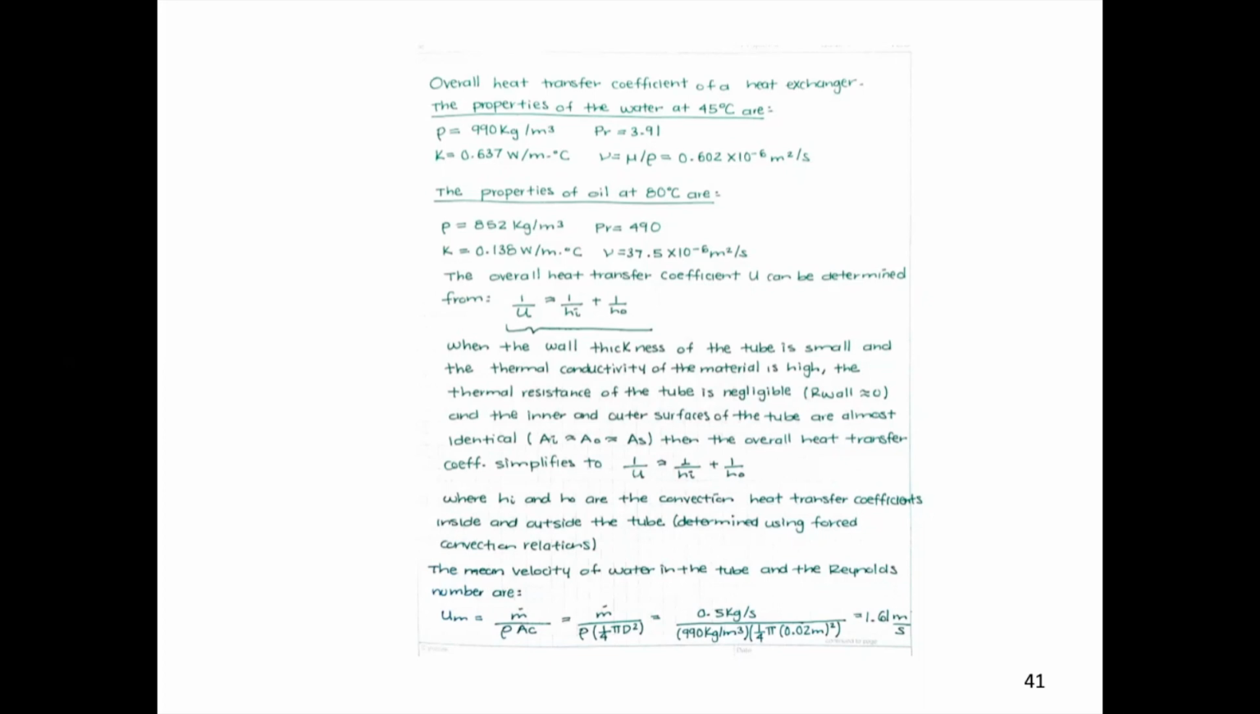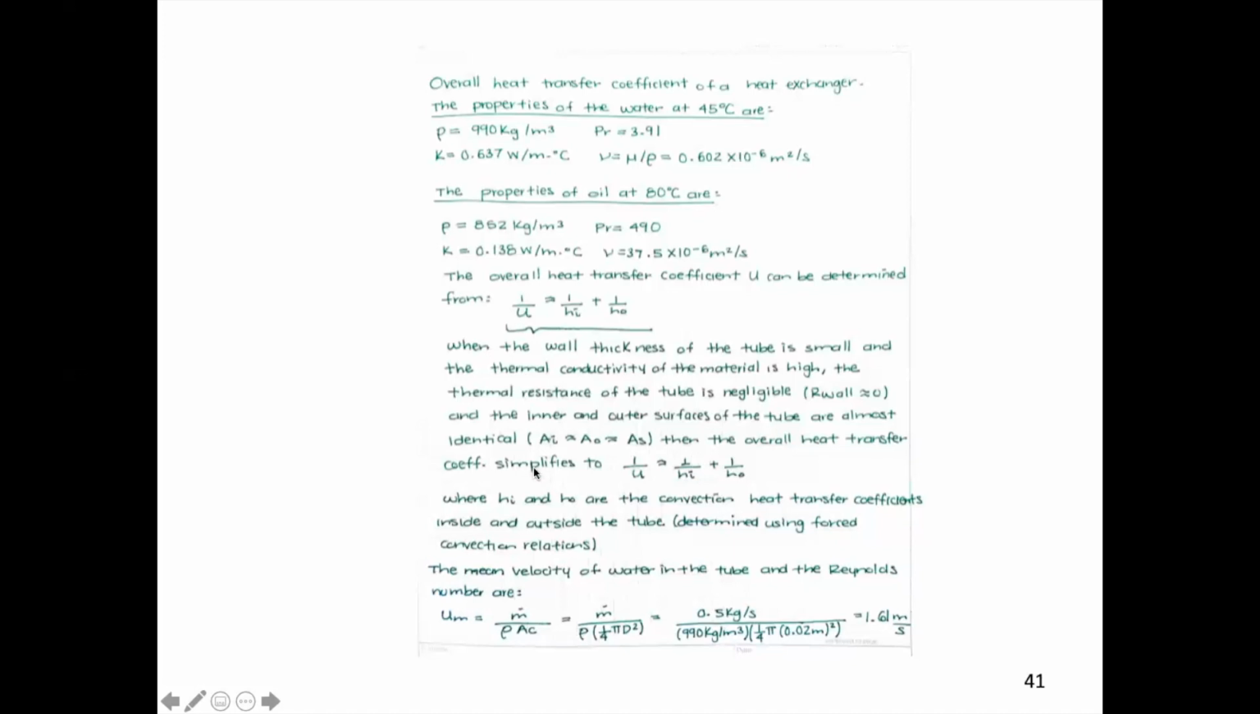So again, when you have very thin walls made of highly conductive materials like metals, you can do this simplification, okay? Why? Because the thermal resistance of the tube is negligible, or the resistance of the wall is approximately equal to zero. And the inner and outer surfaces of the tube are almost identical, right? Because it's such a thin tube. So inner, outer equals the surface area, essentially.